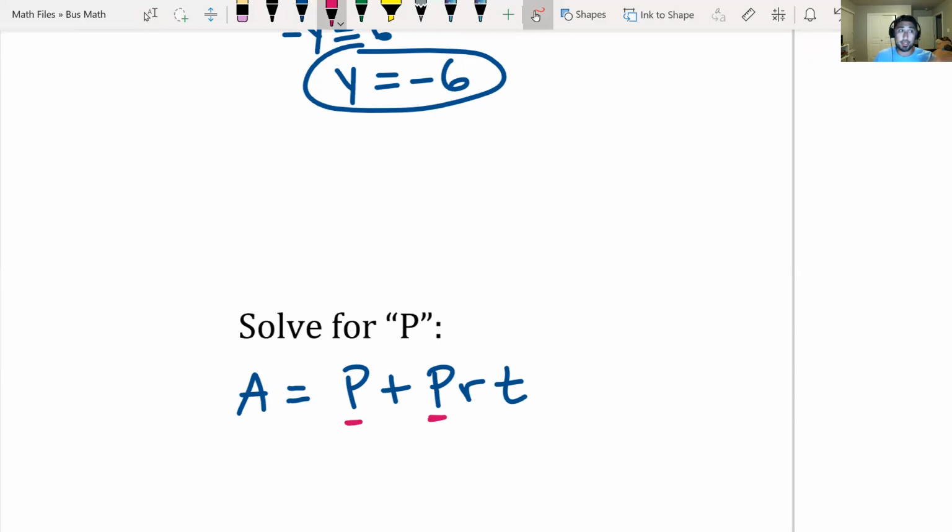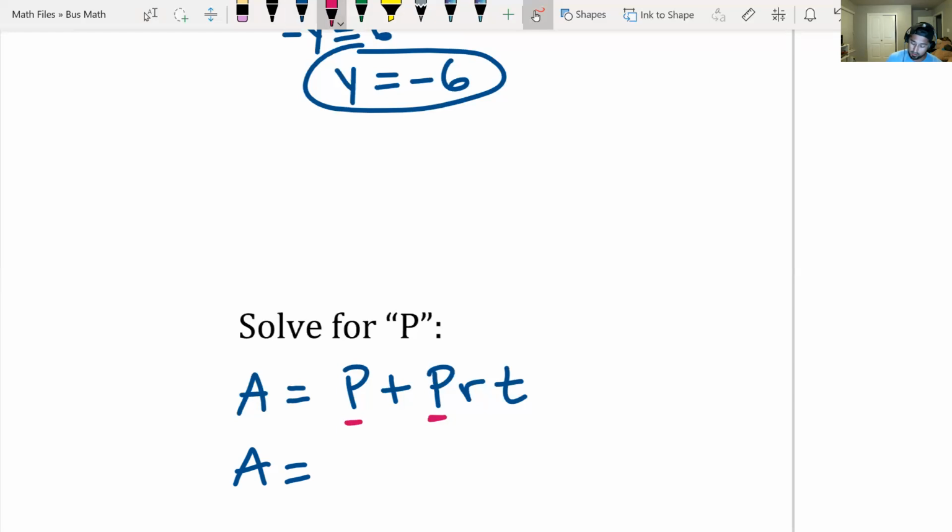And hopefully you have factored before. If not, if this is something new, don't worry, we'll work through it. But I assume you guys know how to factor already. So since P is the common factor that is showing up, that is what we're gonna factor out of the right side. So here we get A equals, and I'm gonna factor this P out.